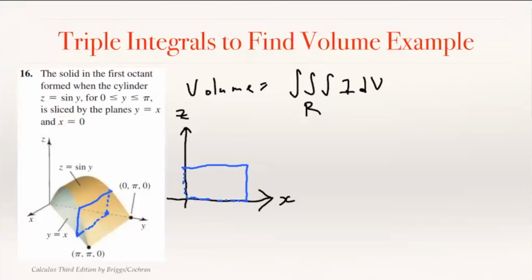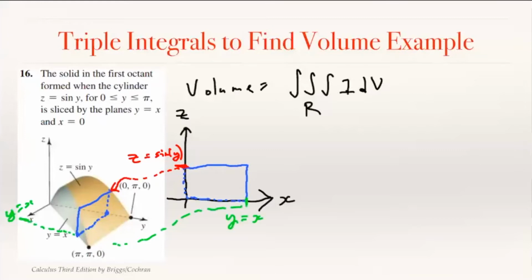And what are the bounds? Okay, so it clearly begins at x equals 0 and is along z equals 0 as well, as we can see. And how far out does it go? Okay, well, up here in the z direction, it goes up to z equals sine of y. And how far out does x go? Well, it goes out to x equals y.